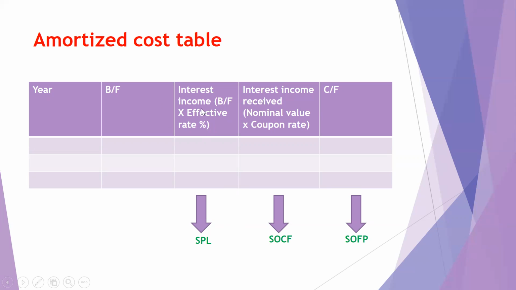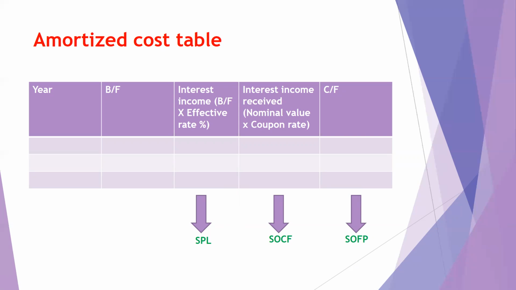This interest income column, you have to record in the statement of profit or loss as income. The interest income received column, you should record in the statement of cash flows. The carried forward column, you have to record as the year-end balances in the statement of financial position. Now let's look at an example. This is the amortized cost table that I already explained.